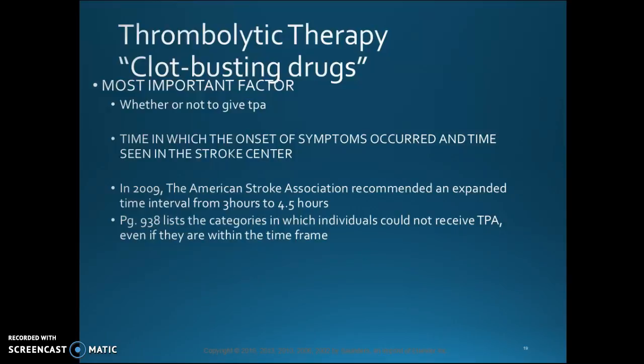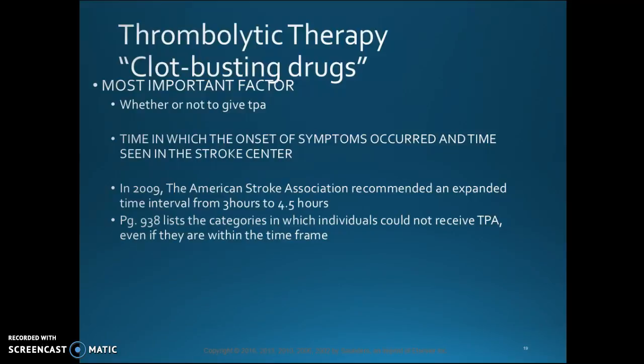So the most important factor is whether or not we're going to give TPA. So we have to determine what type of stroke it is, because if it's an ischemic stroke and the patient is a candidate, then they're going to get it. If it's hemorrhagic, they are not. And I hope that makes sense as to why they wouldn't, because this is a clot buster and it's going to cause breakup of a clot. So if it can do that, if I have a hemorrhagic stroke, it's going to make it bleed way, way more, and I'm going to probably kill my patient. So that's why we have to determine which kind of stroke it is.